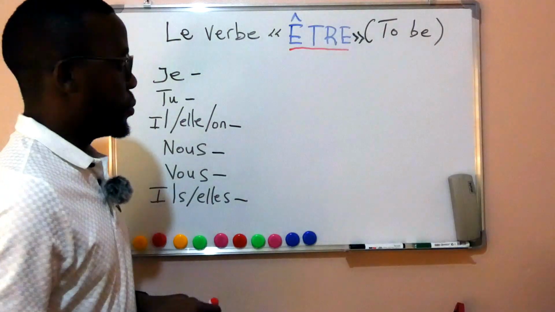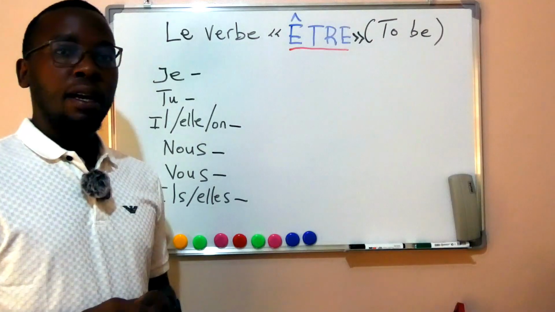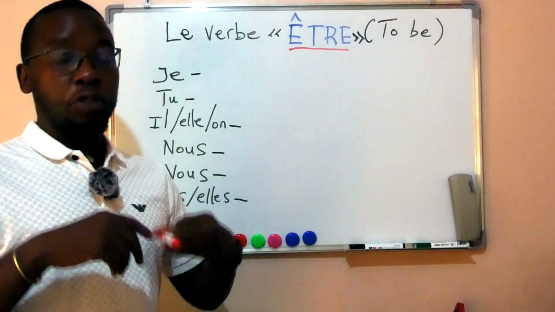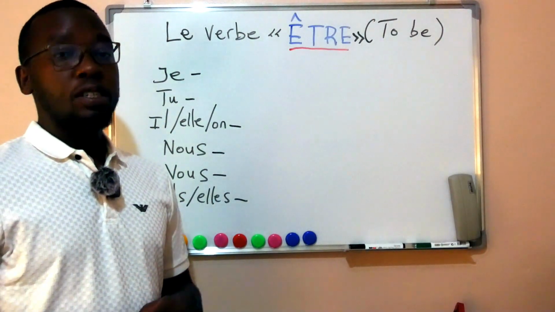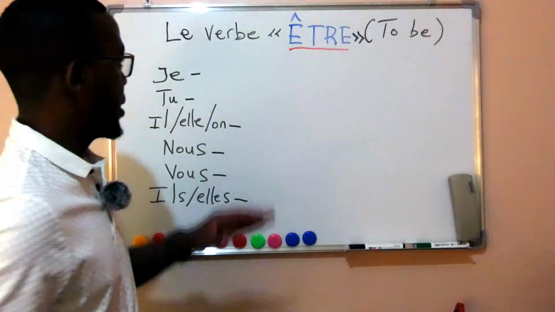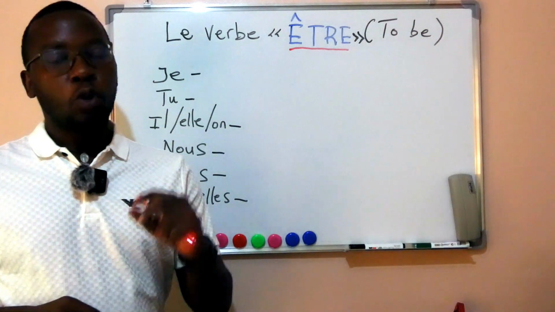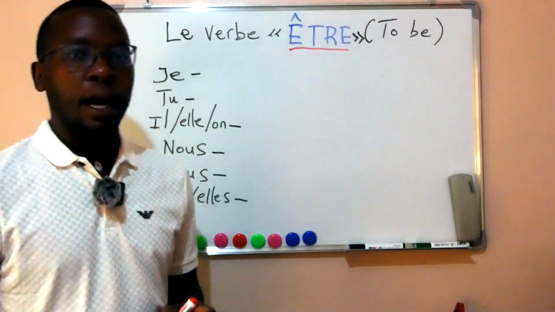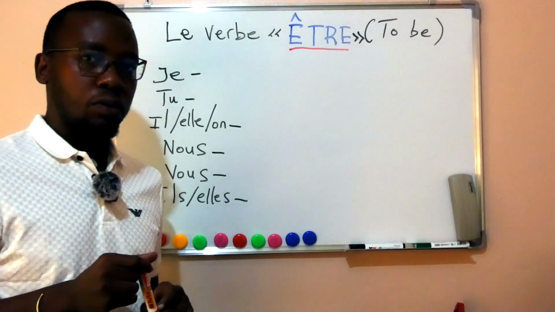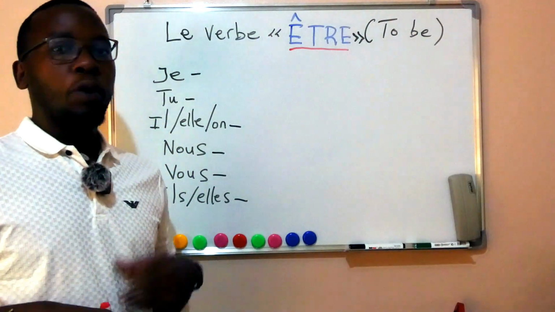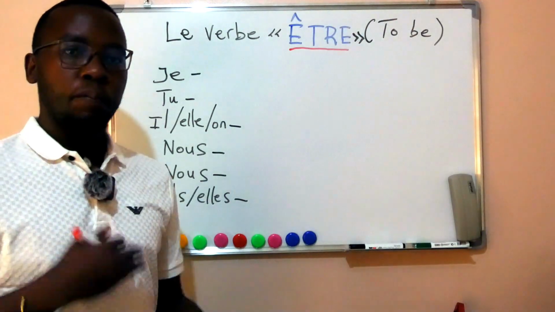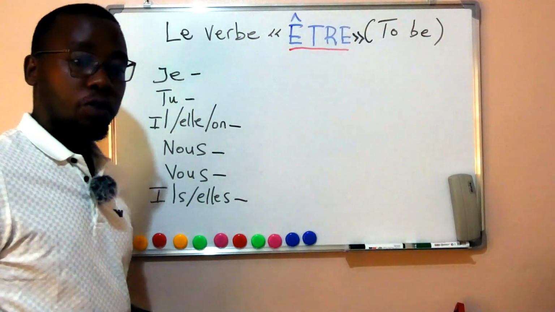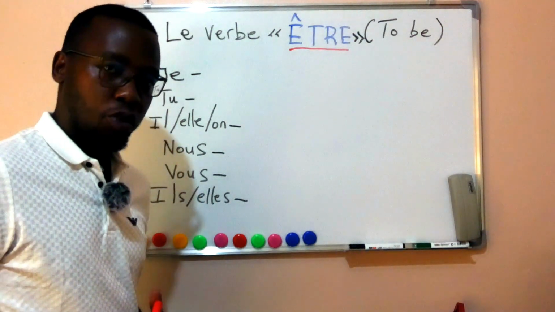So now from this verb, you find that there are very, very many sentences and expressions that you can make out of it, because it's one of the most important ones. The verb être, to be. So we're going to talk about what we call conjugation. In French, we call it conjugaison. When you're doing conjugation, we use the personal pronouns.